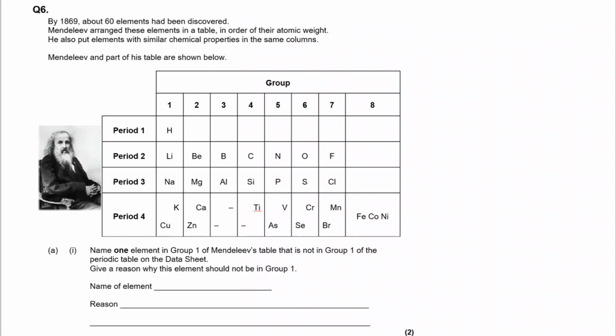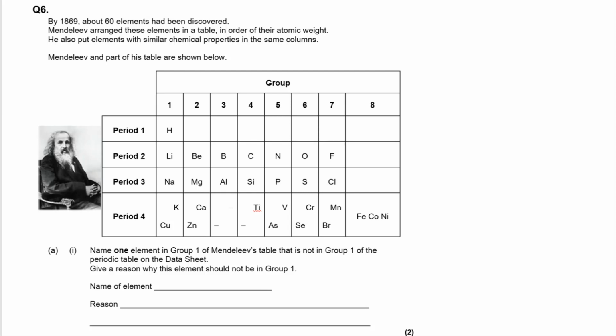Going to move on to part 6. History of the periodic table here. By 1869 there were around 60 elements discovered. Mendeleev put them in a table in order of atomic weight. He put elements with similar properties in the same columns. Now we can see an example of his table from 1869 here.